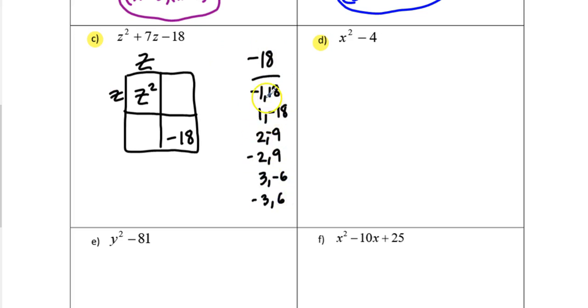Okay, so I have all my factor pairs of -18. I need to pick the one that works to add up to 7z. Right? Any of these I could put on my edges and they'll multiply to be -18. But only 2 of them will also add up to 7z, and hopefully you chose that pair right there. Try to make your z not look like a 2. I put a line through the middle of mine.